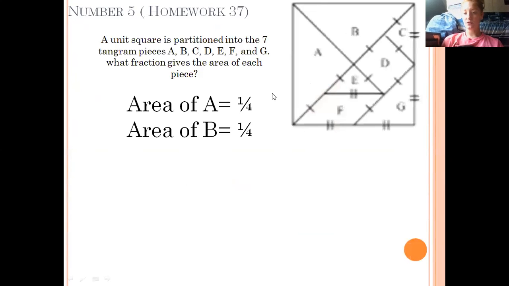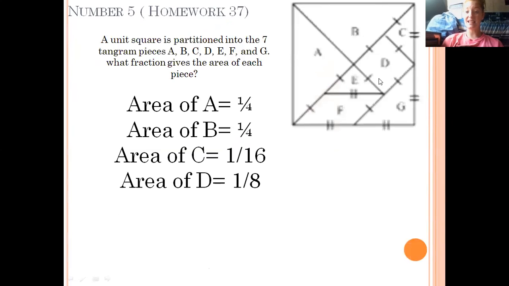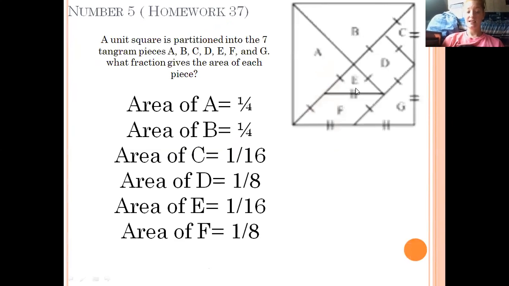We do the same with the rest of the shapes. Area of B is 1/4 as well. Same shape. Area of C is 1/16. Area of D is 1/8. Area of E is 1/16. Area of F is 1/8. Area of G is 1/8.